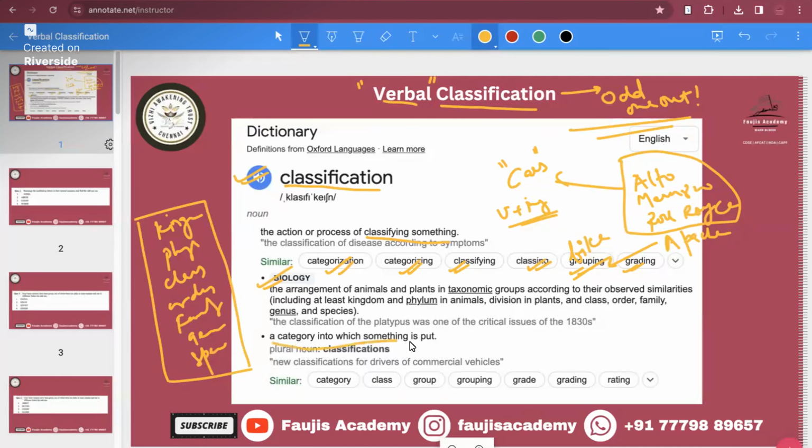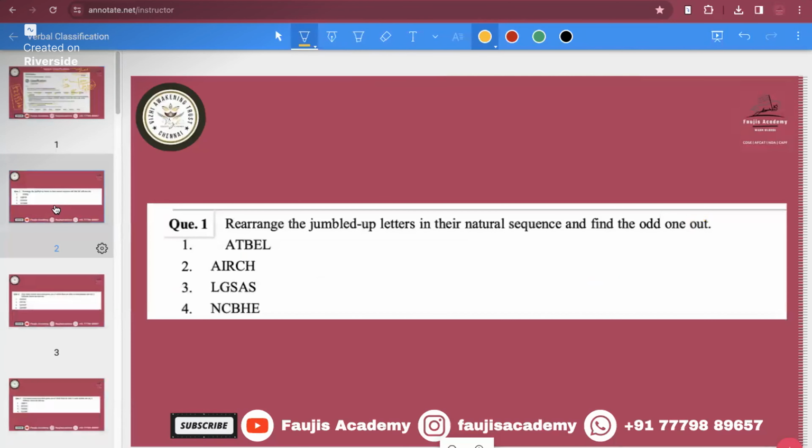A category into which something is put is called classification. Category, class, group, grouping, grade, grading, rating. Right, guys? This is what we mean by verbal classification. Any doubt? Please speak up. Otherwise, we'll move to the questions. I'll assume that you guys don't have any questions.